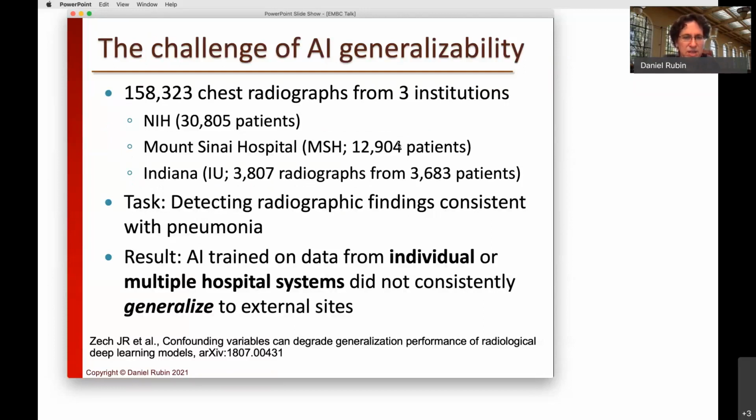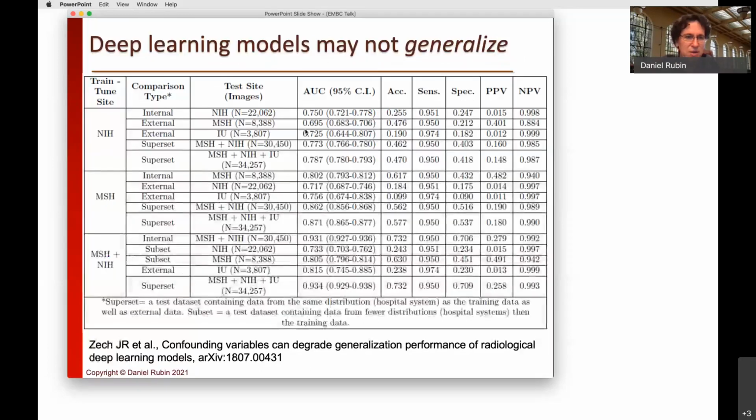The task was, let's look at models trained on different subsets of chest radiographs. Three different institutions: NIH, Mount Sinai, and Indiana University. The task was detecting pneumonia, so a binary task. And they trained this model on different subsets of these data and tested on other subsets of these data. So here in this slide, these are the different training sets, and they did training on just NIH, on just Mount Sinai, or the combination. And then they had different test sets shown here.